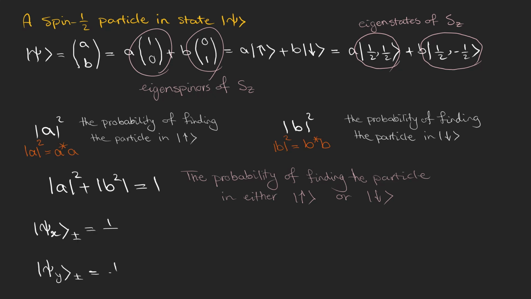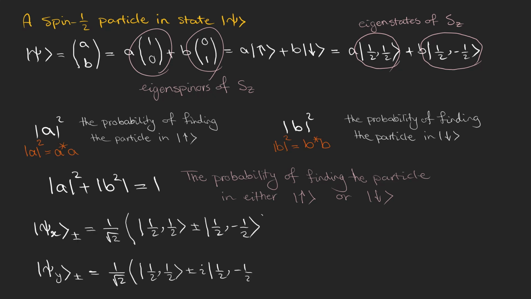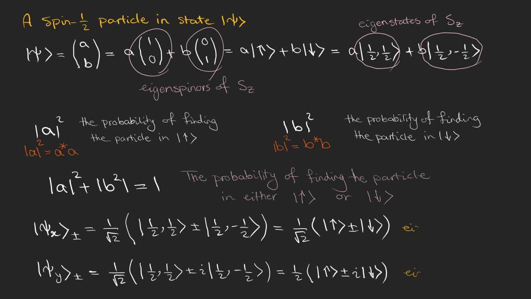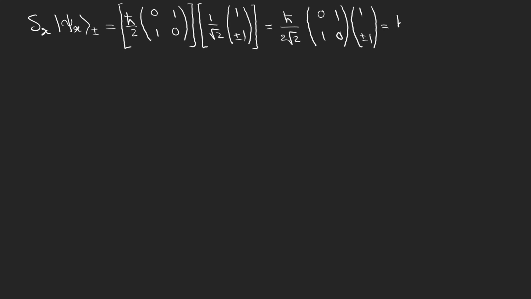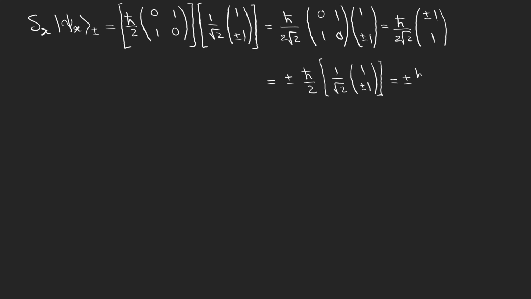We can also write the eigenvectors of the x and y components of the spin operator using the eigenvectors of the z component. We can use the Pauli matrices and multiply them with these eigenvectors, which are represented as eigenspinors now, and confirm that these kets are the eigenvectors of the x component of a spin operator.